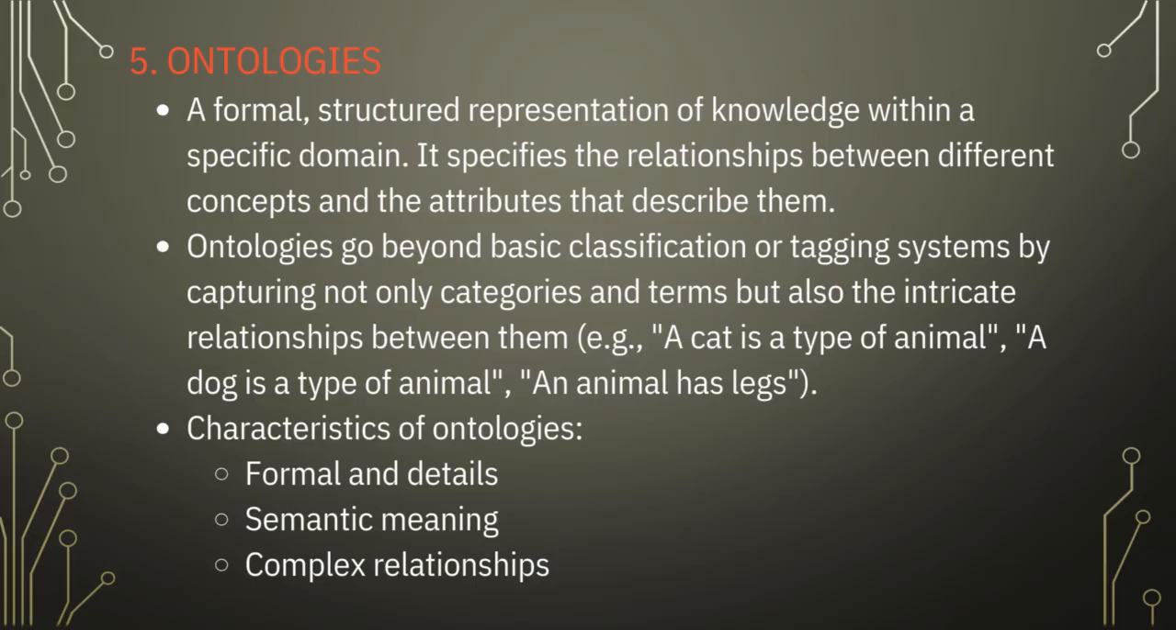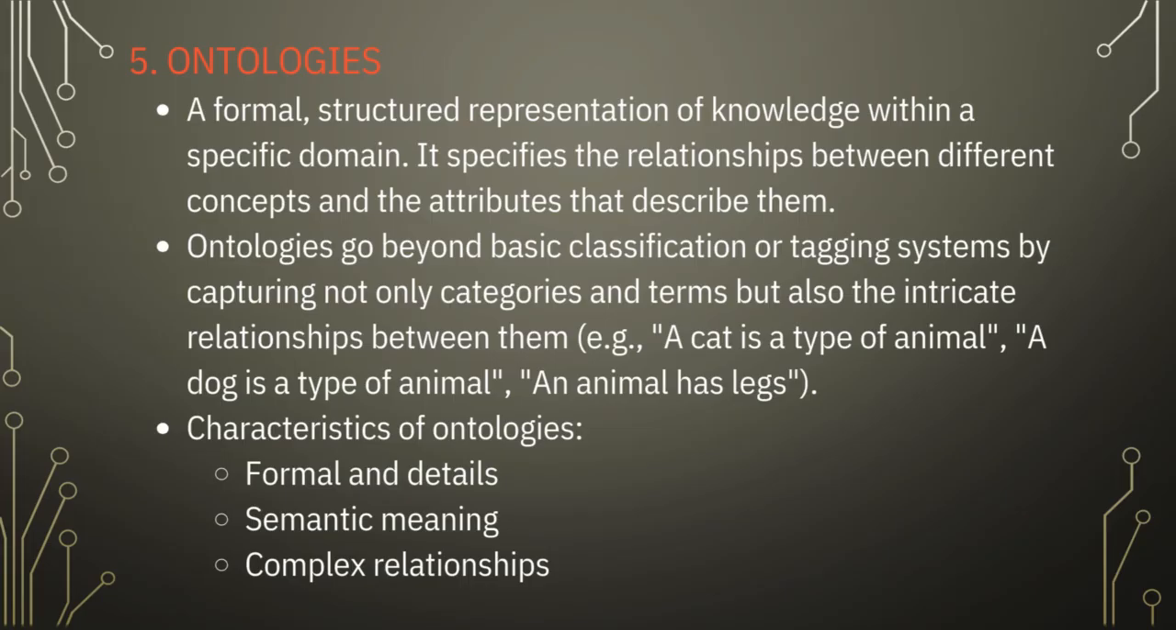For example, an ontology can represent statements such as a cat is a type of animal, a dog is a type of animal, and an animal has legs. These relationships allow systems to understand how concepts are connected, not just how they are labeled. In a digital library context, this means that the system can infer relationships between resources. For instance, if a user searches for animals, the system can automatically retrieve resources related to cats, dogs, and other subclasses, even if the exact search term does not appear in the metadata.